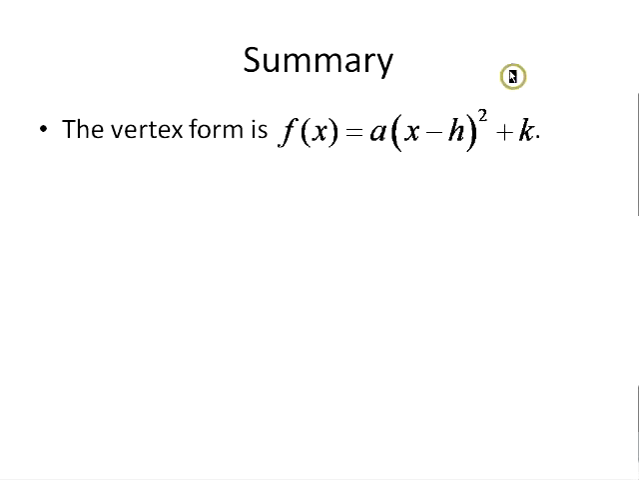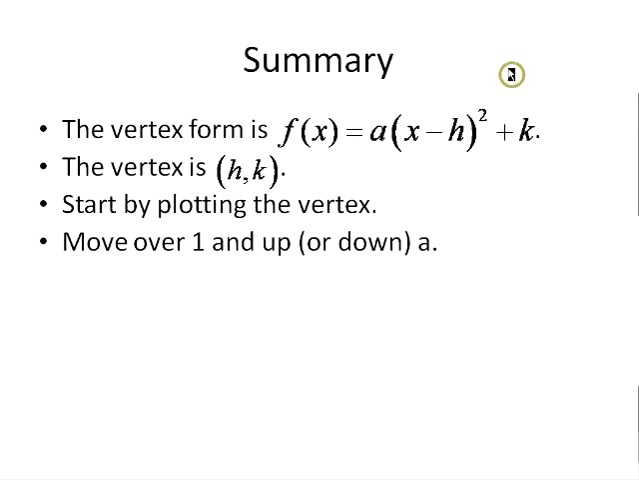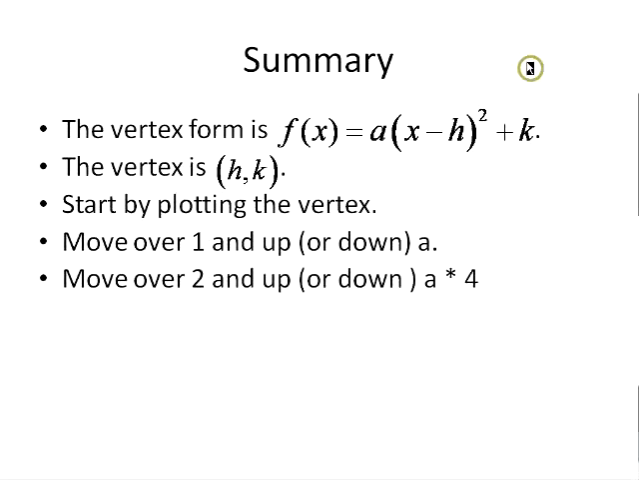Let's summarize what we have just done. The vertex form for a quadratic function or a parabola is f of x equals a times the quantity x minus h squared plus k. The vertex is going to be the ordered pair h, k. We're going to start by plotting the vertex. Then we move over 1 and then up or down the A number. If A is positive, we go up. If A is negative, we go down.